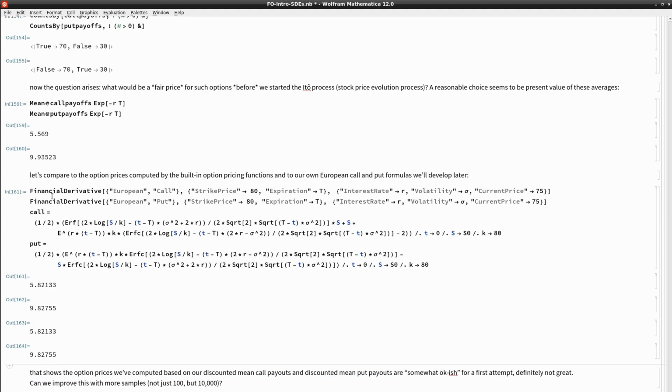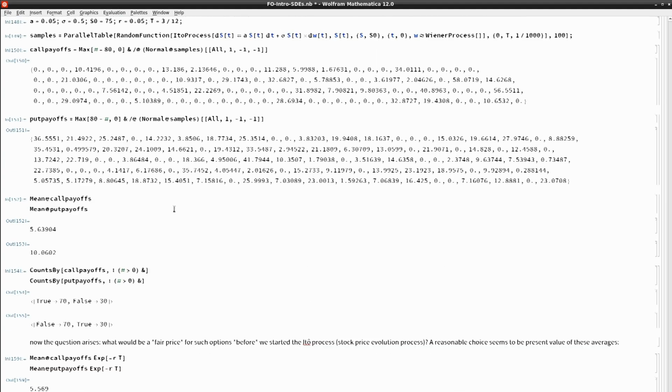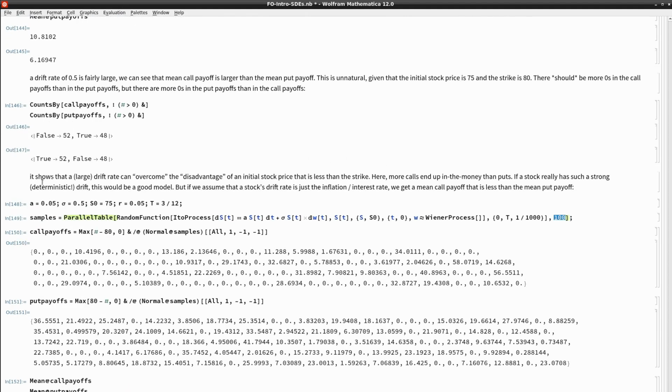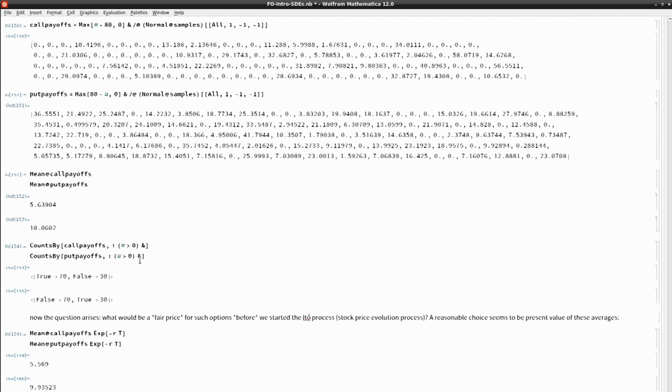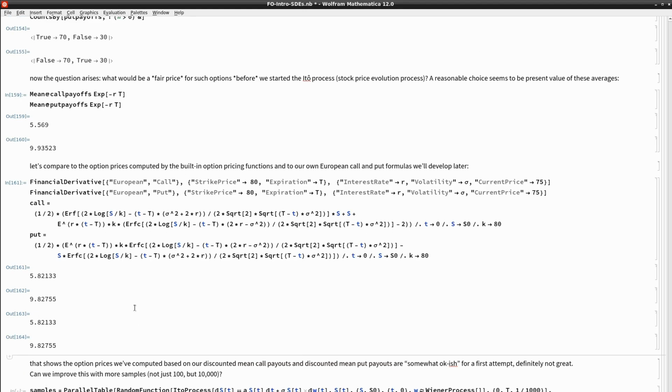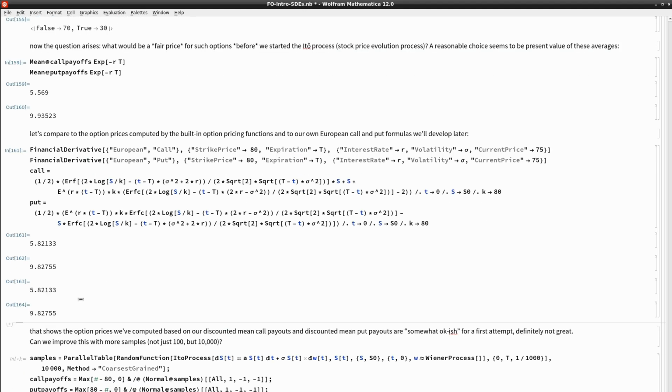So these prices are definitely not great, but again, we only used 100 samples here. We only sampled with 100 Ito processes. So that shows that our prices are perhaps reasonable in terms of methodology, but definitely not good. We have too much error in these price differences. So that shows the prices we've computed based on our discounted mean call payouts or discounted mean put payouts look somewhat okayish at the first attempt with 100 paths, but definitely not great.